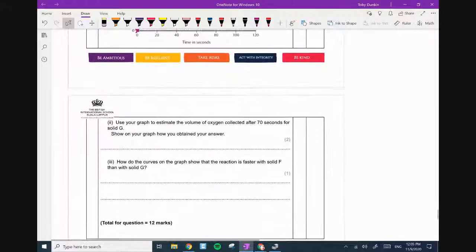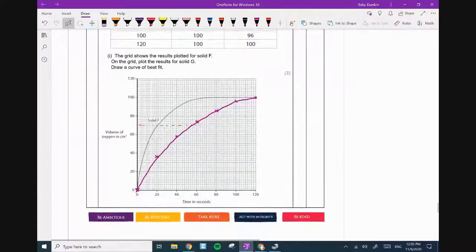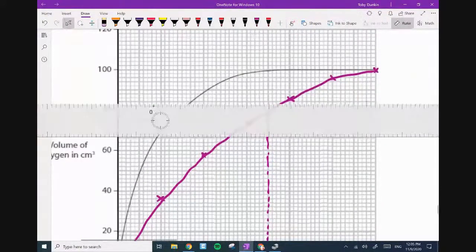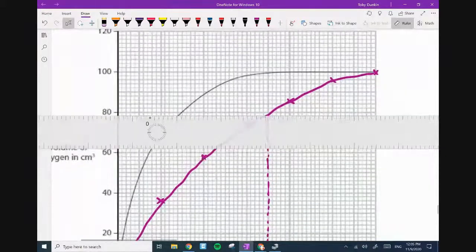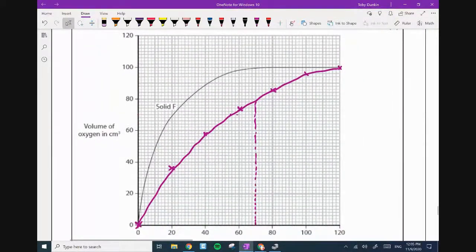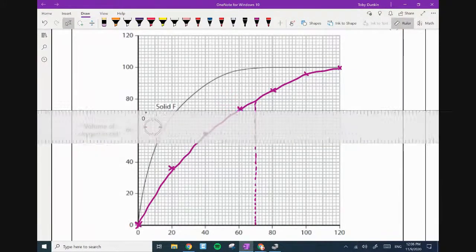Then it says, use your graph to work out G at 70. Right, find 70. And you had to show it again using a ruler. Rub off all that garbage, and then zoom in using my ruler. There we go. Have I gone off the reservation on the other bit? Yeah, no, I think that's all right. 70 seconds, ruler.